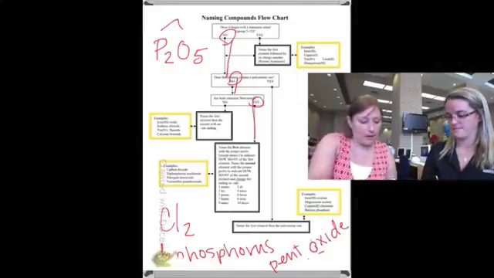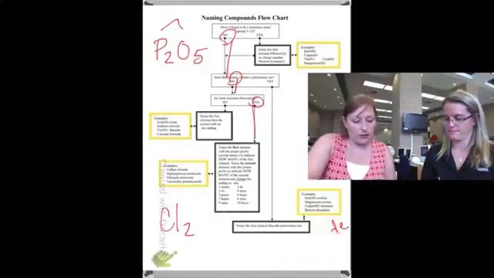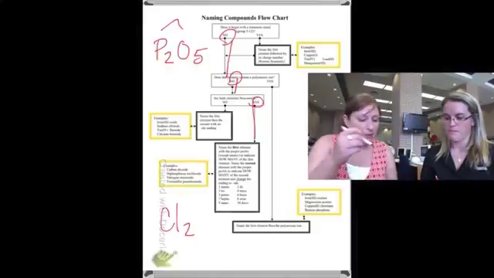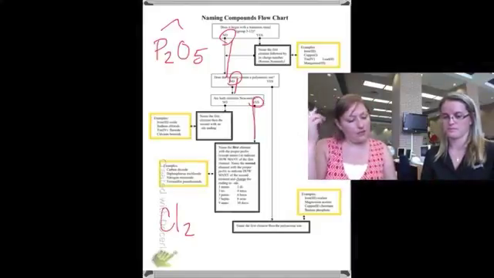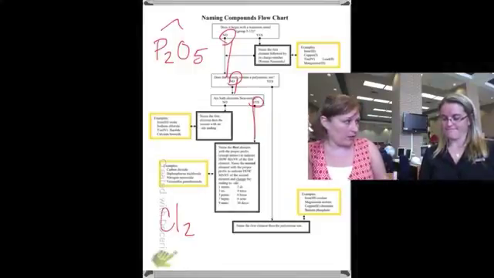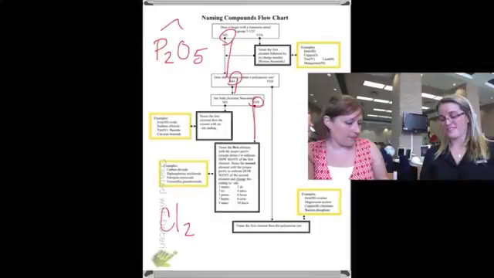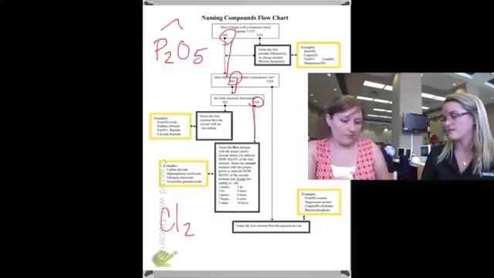Okay, got it. All right, so diphosphorus pentoxide, and now I have Cl2. So let's see. It's not a transition metal. It's not a polyatomic ion. They're both nonmetals, so I don't have two different things. Is that going to be dichlorine, dichloride? Now, do you think we would use, if it was just the first element, did we use a prefix on it?